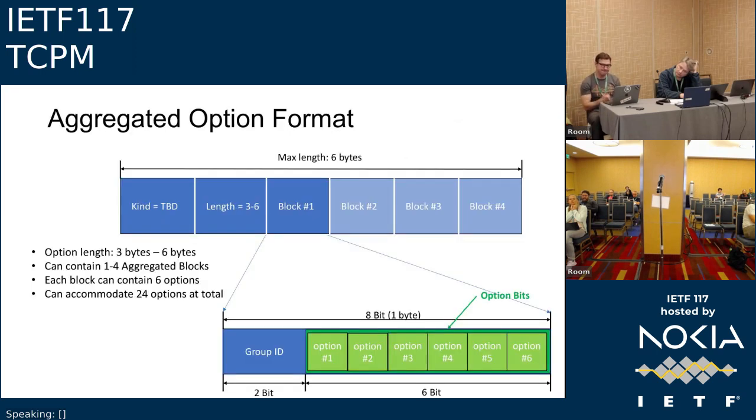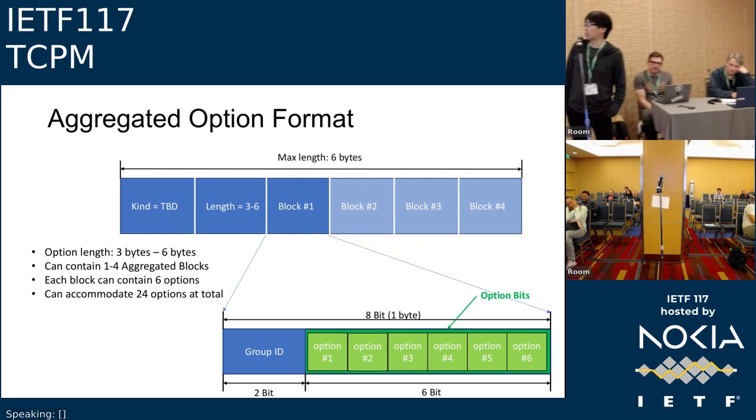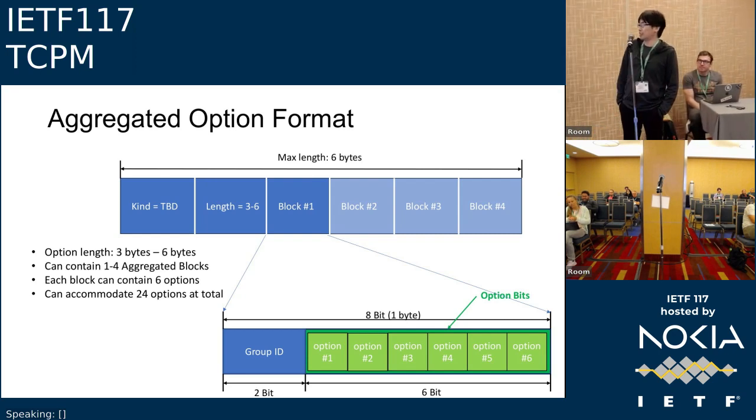Next slide, please. So this is the aggregated option format. It can have 3-byte or 6-byte lengths, depending on how many aggregated blocks are contained in the option. It can contain aggregated blocks from 1 to 4, and each aggregated block has 6 bits, and each 6 bits represents one option. So one group ID accommodates 6 options, and since we have 4 group IDs in total, we can support 24 options with this option format.